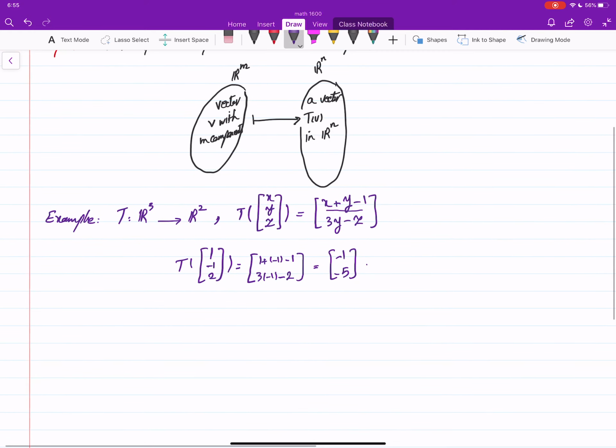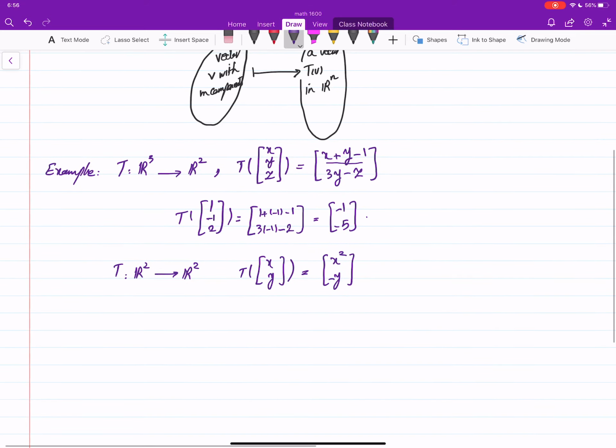Or you can go from, for example, R2 to R2. Something like x, y, and then gives us, let's say, x squared and minus y, just like that. And, well, you can plug in values. For example, T of 1 and negative 1, this is going to be 1 squared. x squared will be the first component, minus negative 1, so this will be 1 and 1.